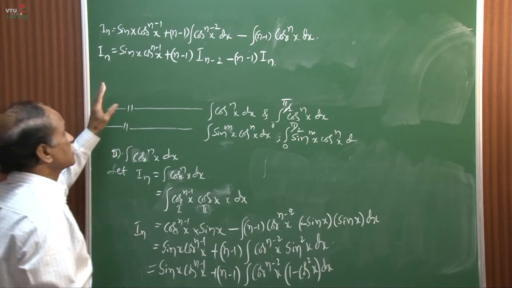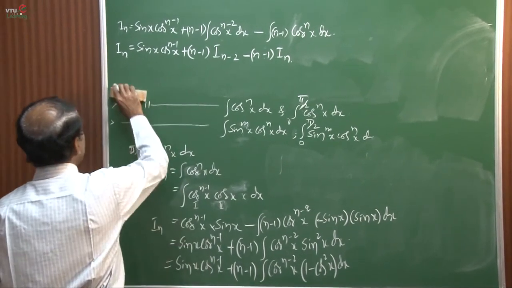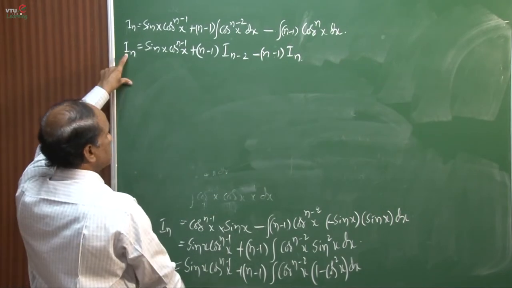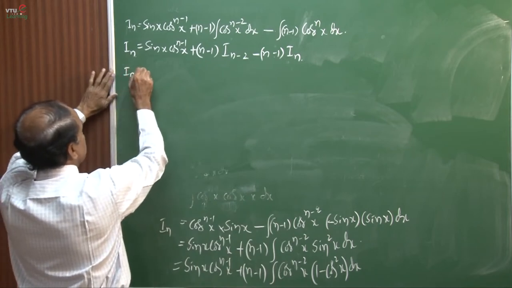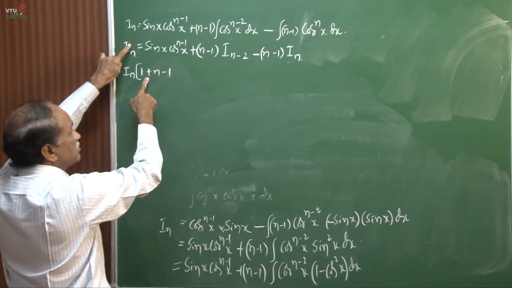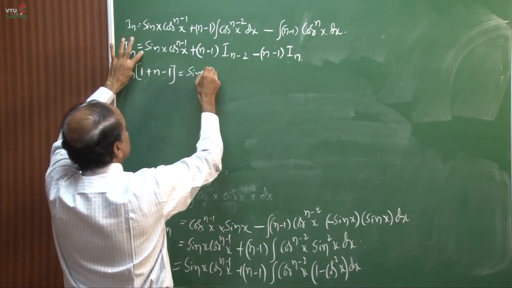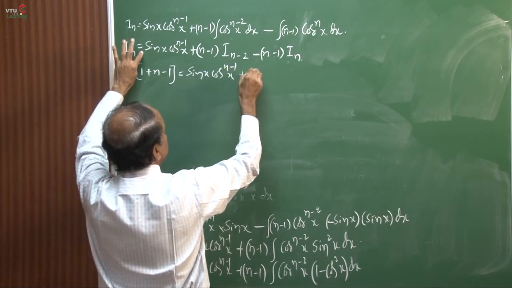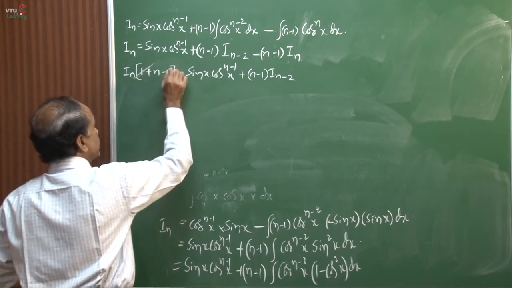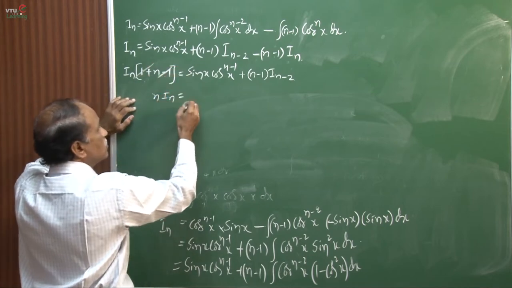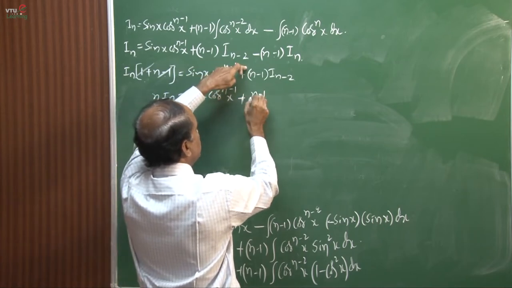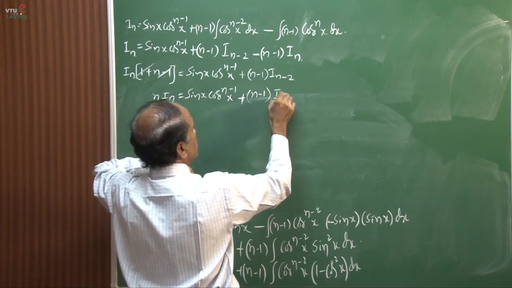As I told you that this is to be transposed, the common factor you have to take on the left side. When you take to the left side the same symbol which you represented as I n, because this I n and this I n both are same, then I n transposing means shifting, that is 1 plus n minus 1, because minus is there, when you take to the left side that becomes plus sign, equal to sin x and cos to the power n minus 1 x plus n minus 1, then it is I n minus 2. Then what you have to write? This cancels, as I told you, n into I n is equal to sin x and cos to the power n minus 1 x plus n minus 1 multiplied to I n minus 2.